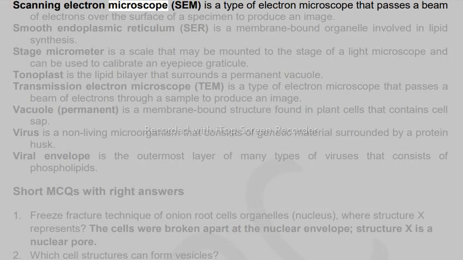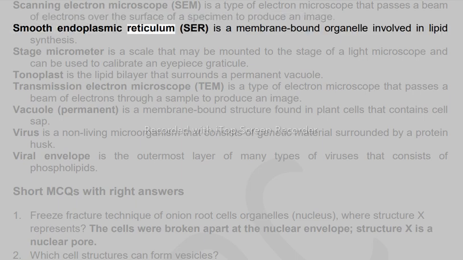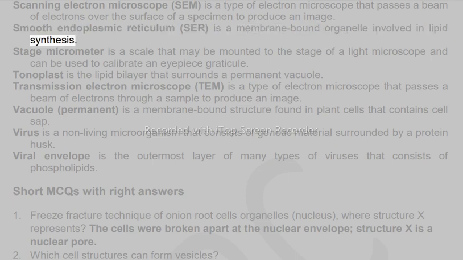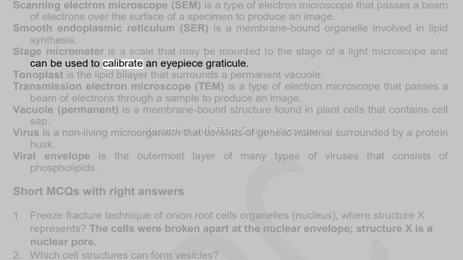Scanning electron microscope, SEM, is a type of electron microscope that passes a beam of electrons over the surface of a specimen to produce an image. Smooth endoplasmic reticulum, SER, is a membrane-bound organelle involved in lipid synthesis. Stage micrometer is a scale that may be mounted to the stage of a light microscope and can be used to calibrate an eyepiece graticule.